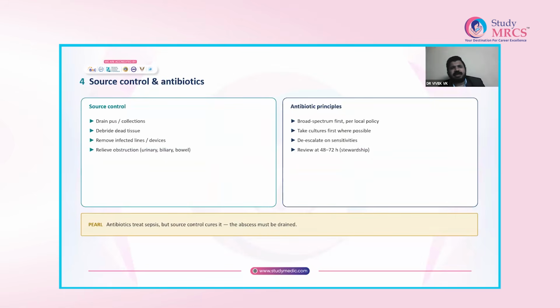Then comes the source control and antibiotics. Suppose the patient is having some sort of abscess. Abscess means it's a collection of pus in a wall of fibrous tissue. The source control is important. If there is an abscess, you have to drain or remove that pus or collection.